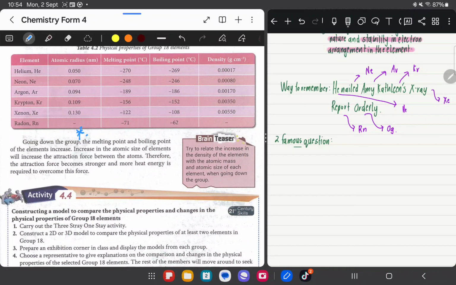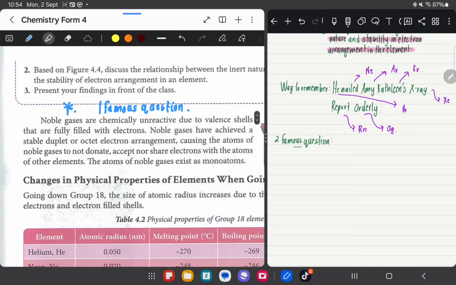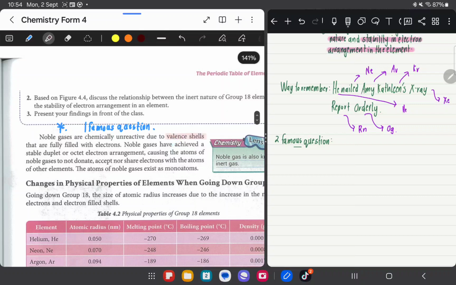Why are these two very important? Because this one is the first famous question. Every year a question like this comes up. This one is very, very famous. You can see it in past year trial papers too. They will ask: noble gases are chemically unreactive due to the valence shell being filled with electrons. So noble gases have achieved a stable duplet or octet electron arrangement, causing the atoms of noble gas to not donate, accept or share electrons with the atoms of other elements. The noble gas exists as monoatoms.